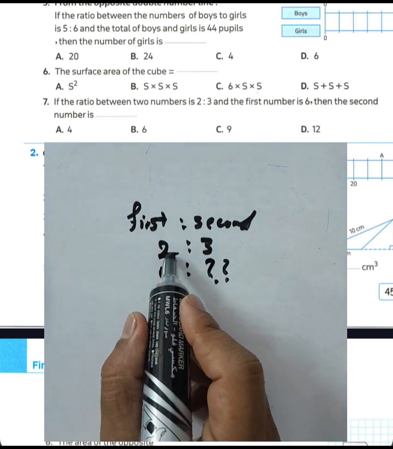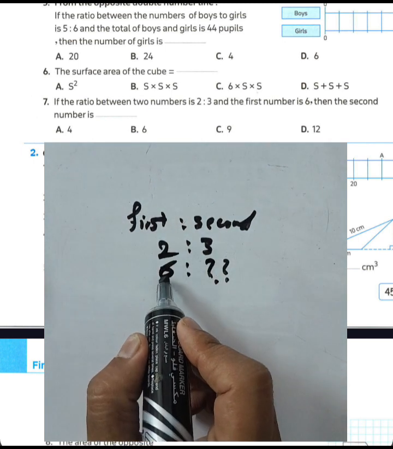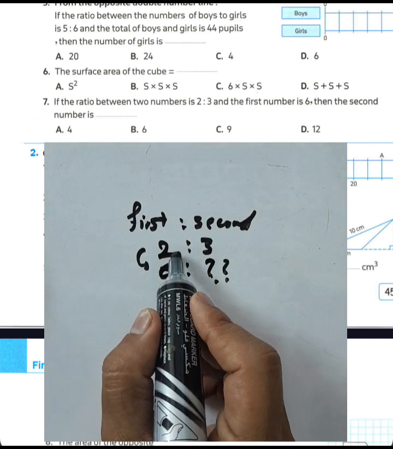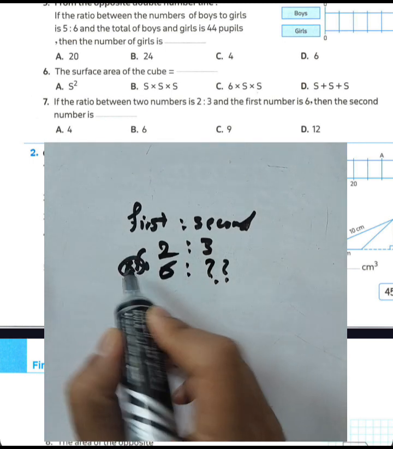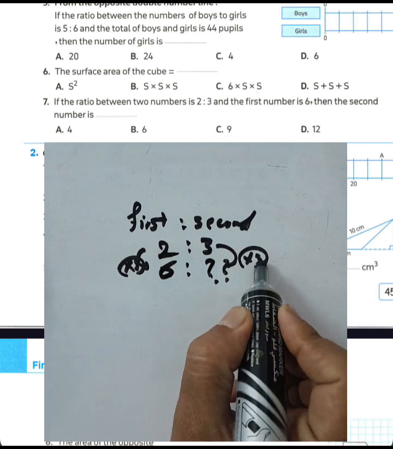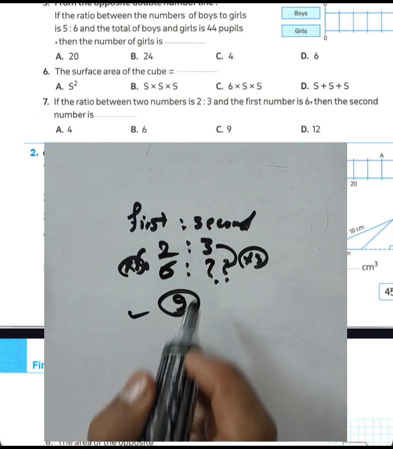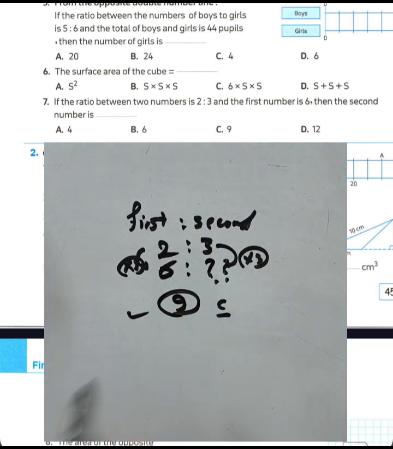We know 2 times 3 equals 6, then 3 times 3 equals 9. Here the 2 converts to 6 by multiplying by 3, then 3 times 3 equals 9. Then the second number will be 9. Choose letter C. Next example.